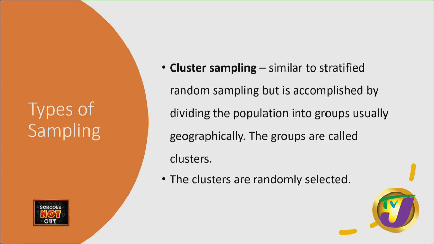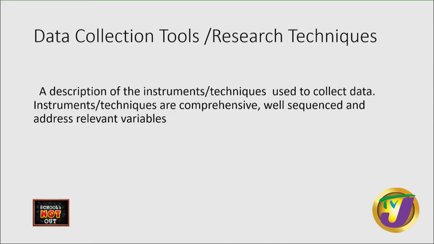So it's similar to stratified random sampling, that's accomplished by dividing the population into groups, usually geographically. So that way it's easier for us to find and give different characteristics to different clusters.